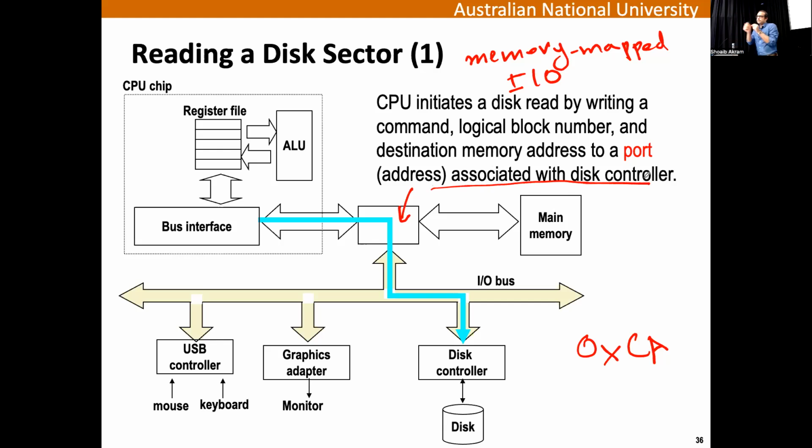So these are special store instructions, but the address tells the I/O bridge that I need to communicate this information to the disk controller. And the CPU communicates the command, logical block number, destination memory address, whether or not the disk controller should send an interrupt after the transfer is done, and a bunch of other information on this I/O port, which is a special address reserved for communicating with the disk controller.